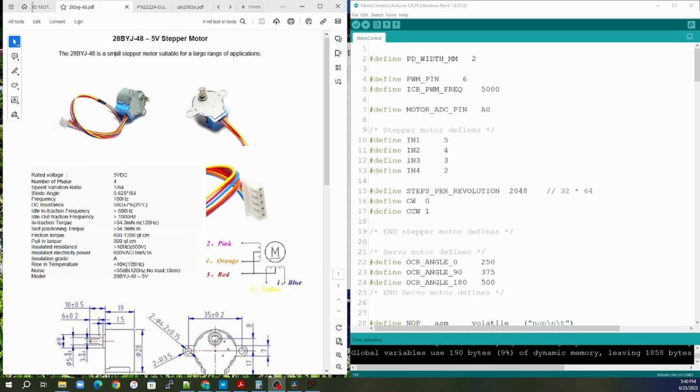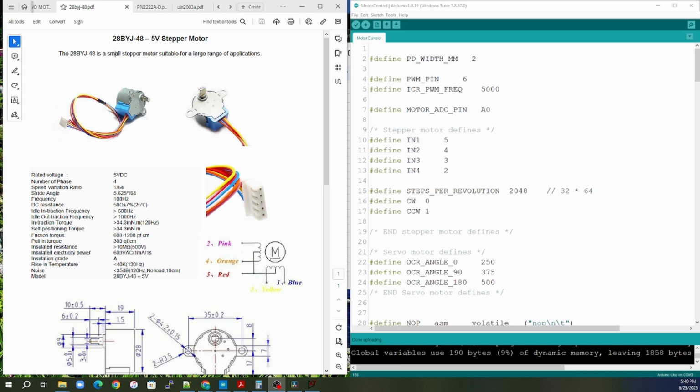So we're going to go ahead and take a look now at the stepper motor. The stepper motor is used for very precise angle and rotation that's very repeatable, because every single step is a very specific angle of degree of motion. So we're using the 28BYJ48 5-volt stepper motor. You can see the speed variation ratio of 1/64.